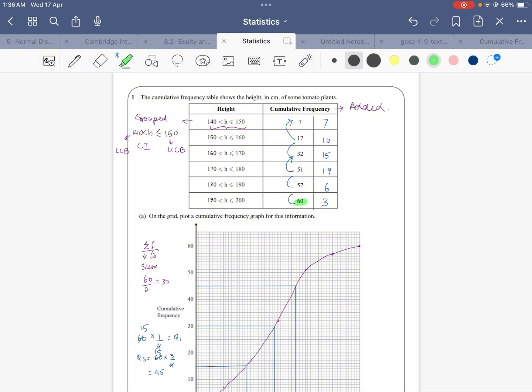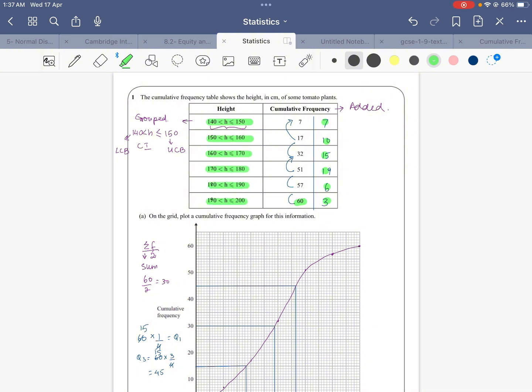Let's see if the total adds up to 60, because the last cumulative frequency gives you the total number of people or total frequency. Let's add. 7 plus 3 is 10. 10 plus 10 is 20. 20 plus 19 is 39. 39 plus 6 is 45. 45 plus 15 is 60. This is correct.